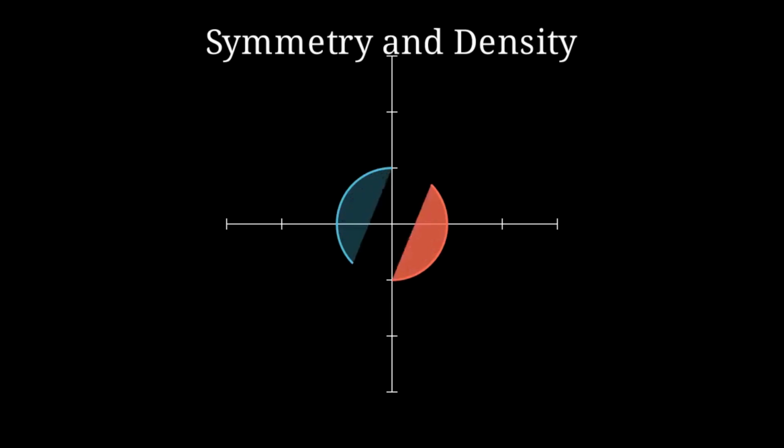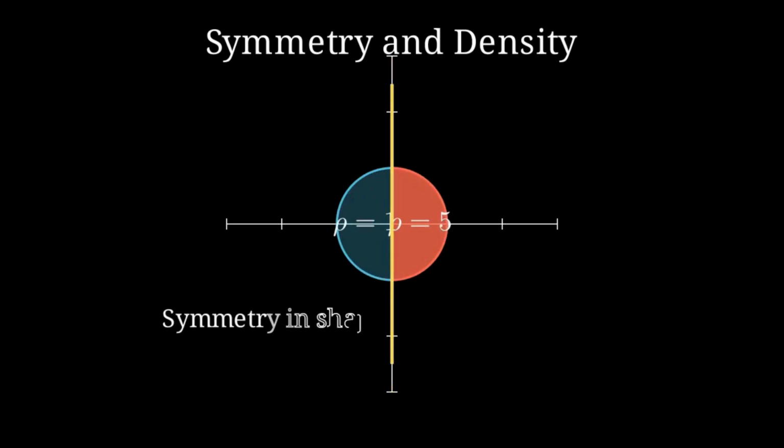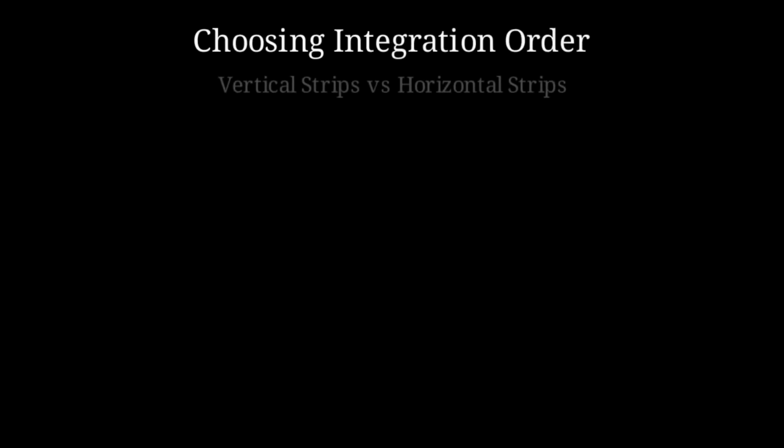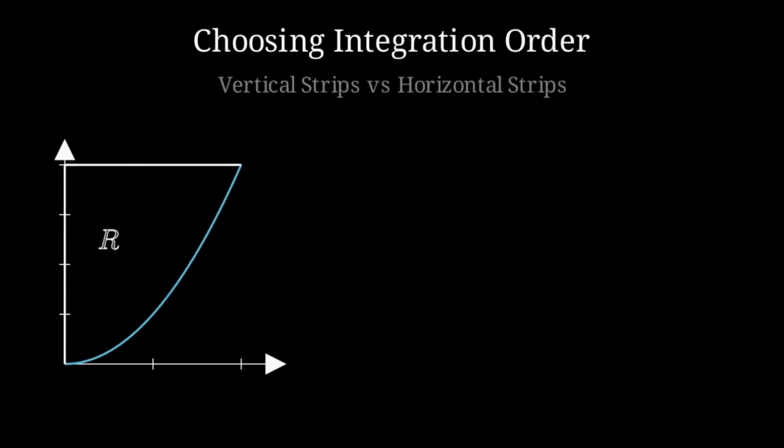Remember, geometric symmetry only helps if the density function is also symmetric. If the density varies across a line of symmetry, the center of mass will move away from that line. When setting up your double integrals, choose the order of integration that makes the boundaries easiest to describe. Sometimes integrating with respect to x first simplifies the algebra significantly.